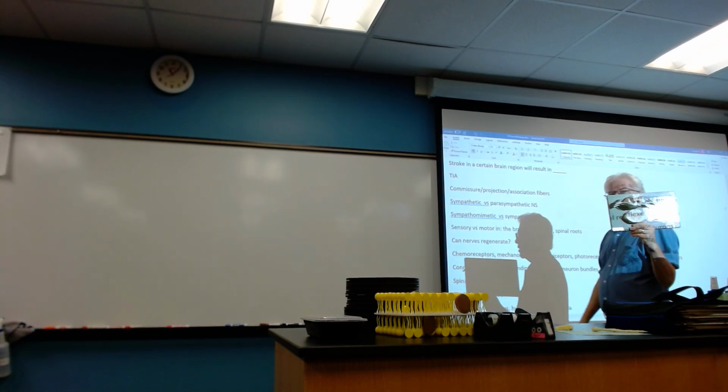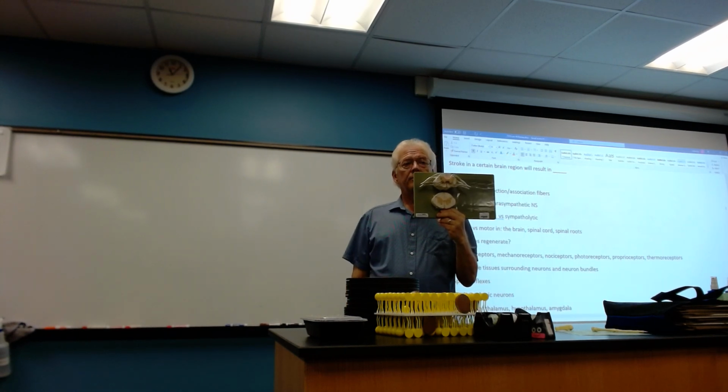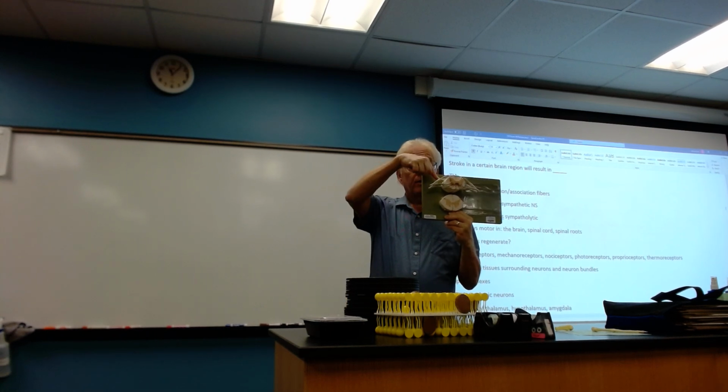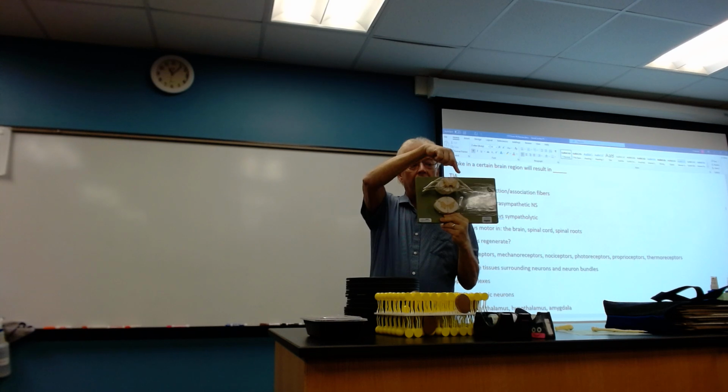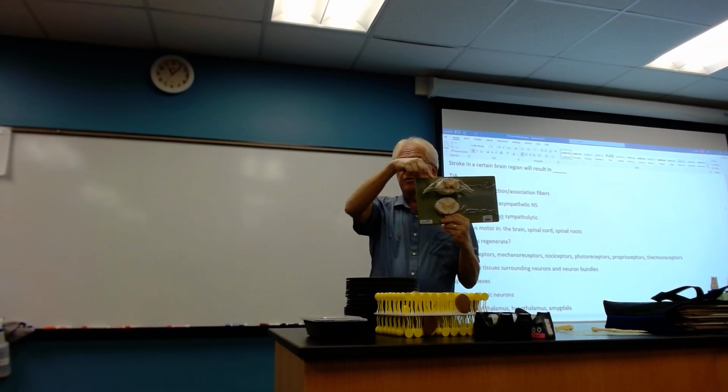Spinal cord. Little guys are called roots. Which roots are motor? Ventral, thank you. Which roots are sensory? Dorsal. Which one of the roots has a ganglion? Dorsal. What's in the ganglion? Soma. The somas of the sensory neurons.